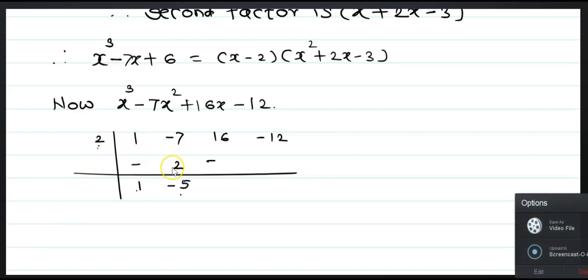1 into 2, that is 2. Minus 7 plus 2, minus 5. 2 into minus 5, that is minus 10. 16 minus 10, you will get 6. 6 into 2, that is 12. Plus 12 minus 12 get cancelled, and the remainder is 0. Therefore, it's clear that x minus 2 is a factor.